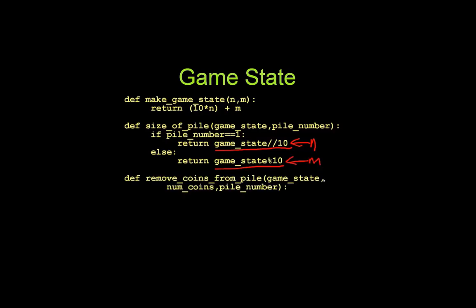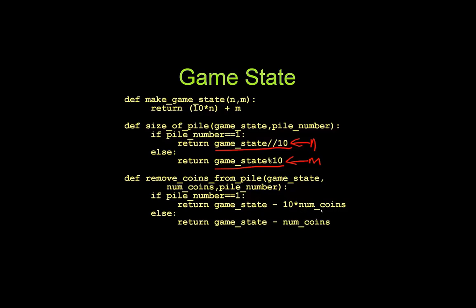And to remove a coin from a pile, we just check. If pile is 1, we return 10 times the number of coins removed; else, we return the game state minus the number of coins. So what is the problem? Well, what's clear from this example is that your m is less than 10. So this particular representation is good enough if you have 5 coins per pile, but once you have more than that, life is hard.